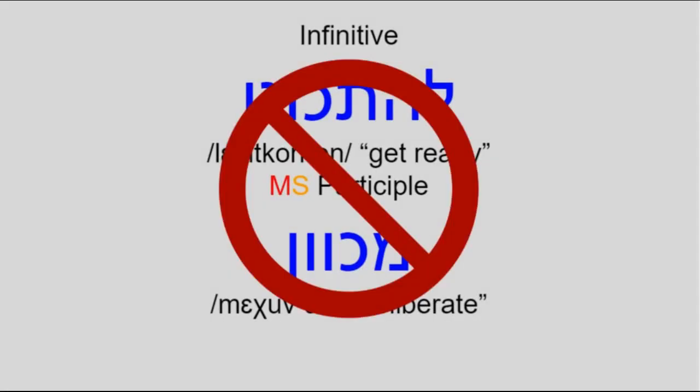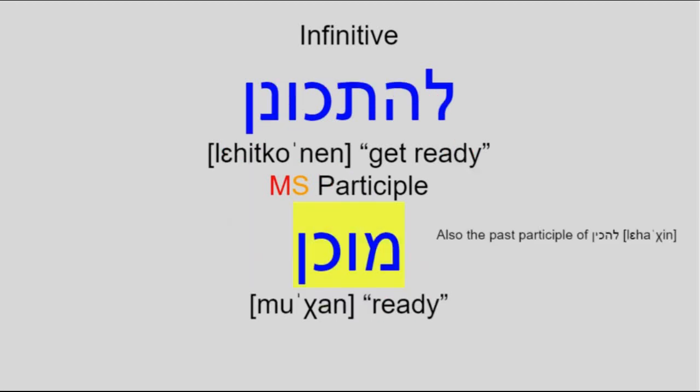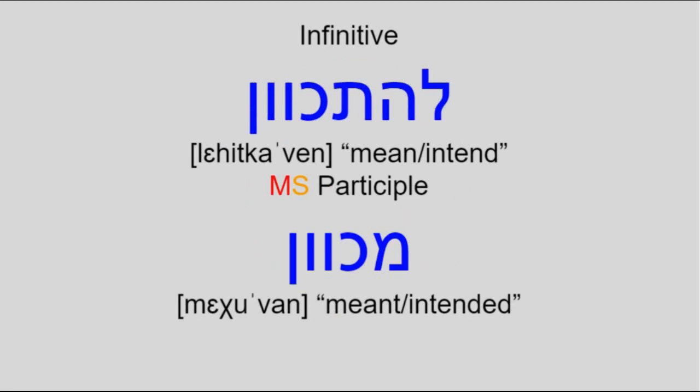litkonen is mechuvan. Completely wrong. The past participle of litkonen is mochan, while mechuvan is the past participle of litkaven, a completely different verb. That was just some idiocy on my part.